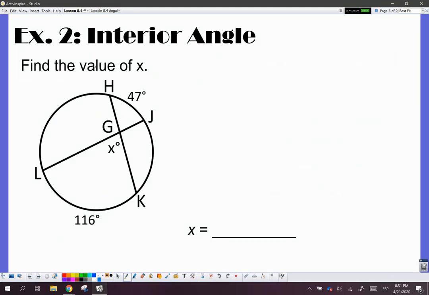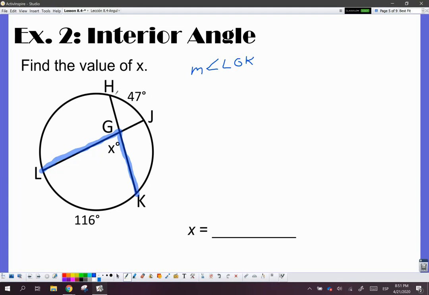So here we need to find the value of x. The value of x corresponds with the measure of angle LGK. So essentially, we're looking for the measure of angle LGK, and I can write that in blue.